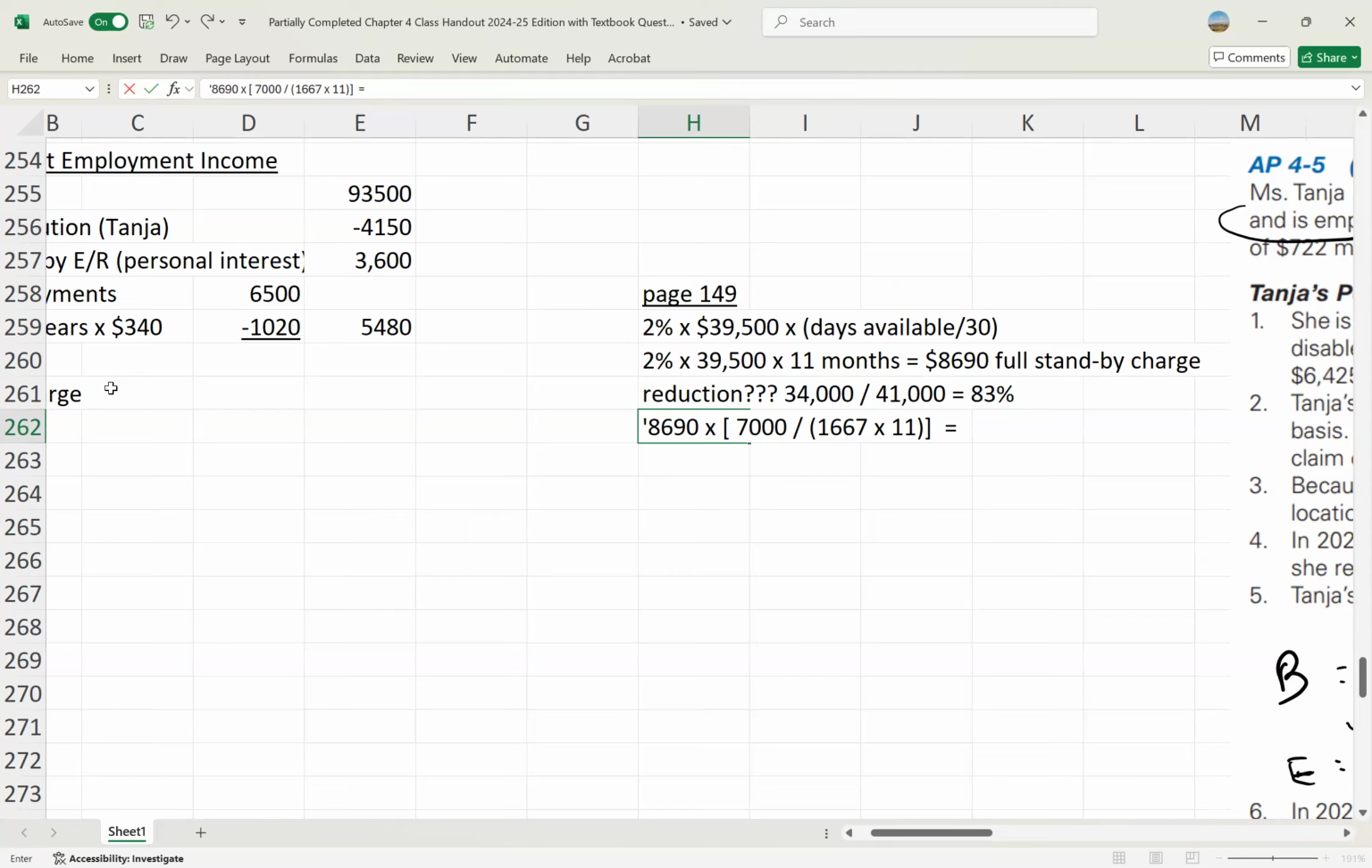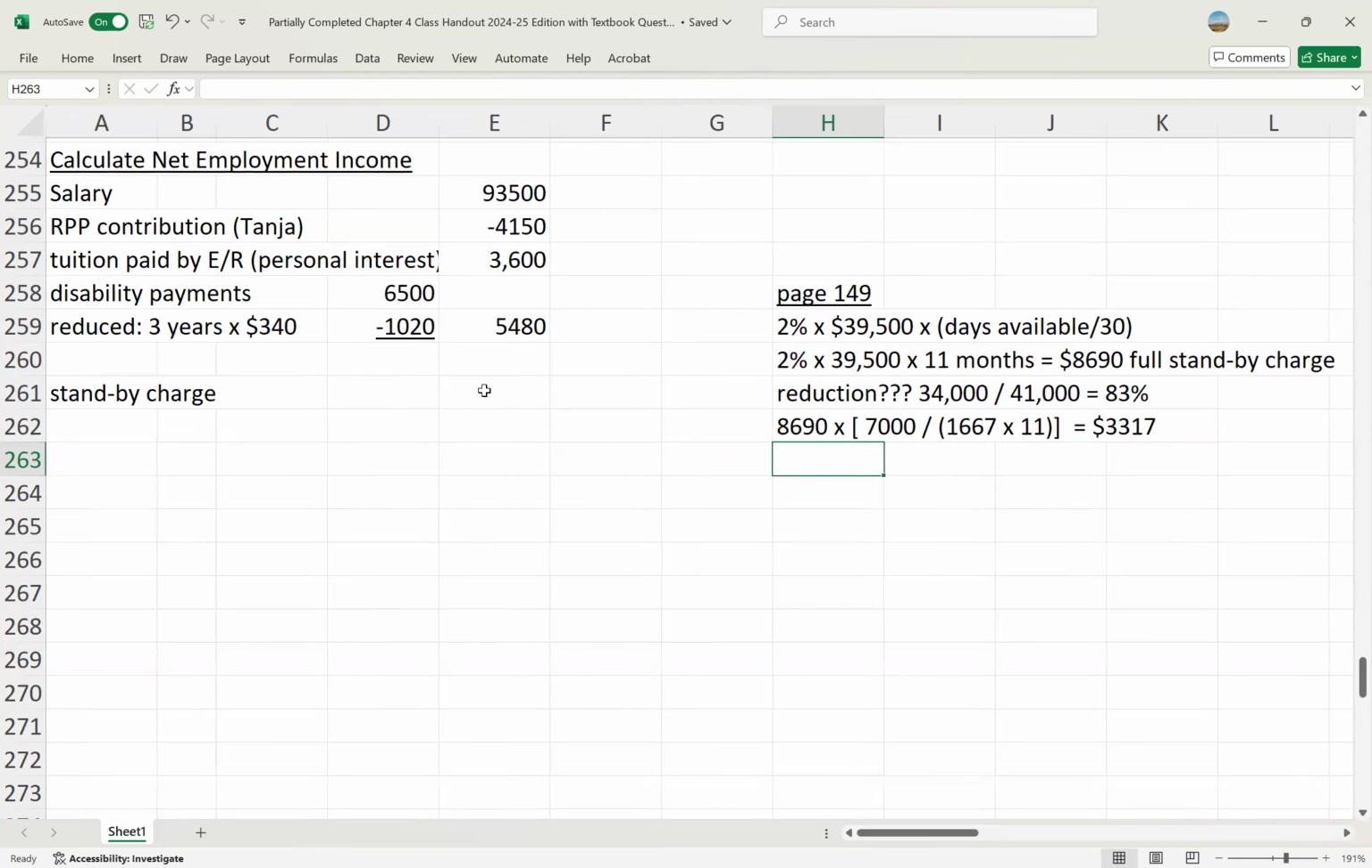So essentially what you get is 8,690 times the fraction of 7,000 over 1,667 times 11. And when you work through the math, your reduced standby charge is going to be 3,317. So I'll just let you work through the calculation quickly just to make sure you get the same calculation. But once again, this is all from page 149, which we covered in detail in chapter 3. So the standby charge is going to be reduced. So the amount that gets added as a taxable benefit is 3,317.